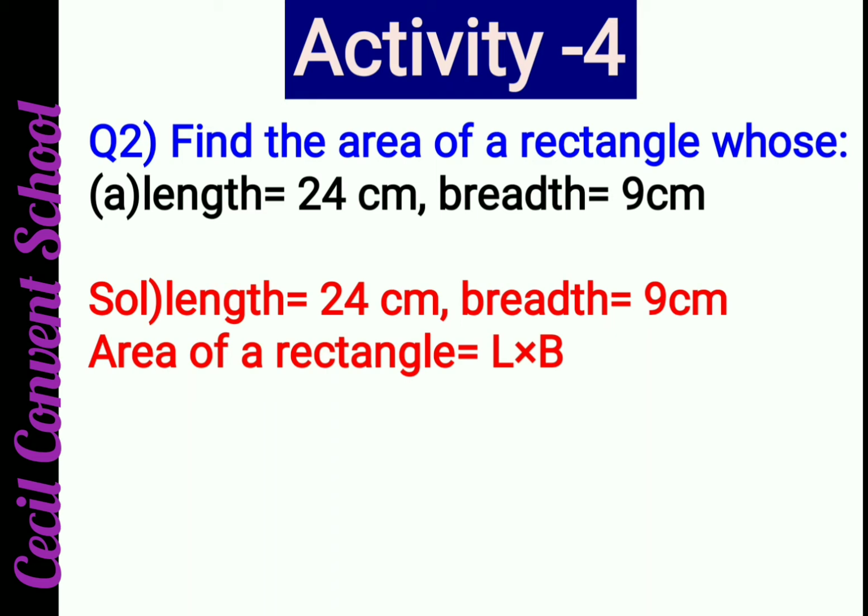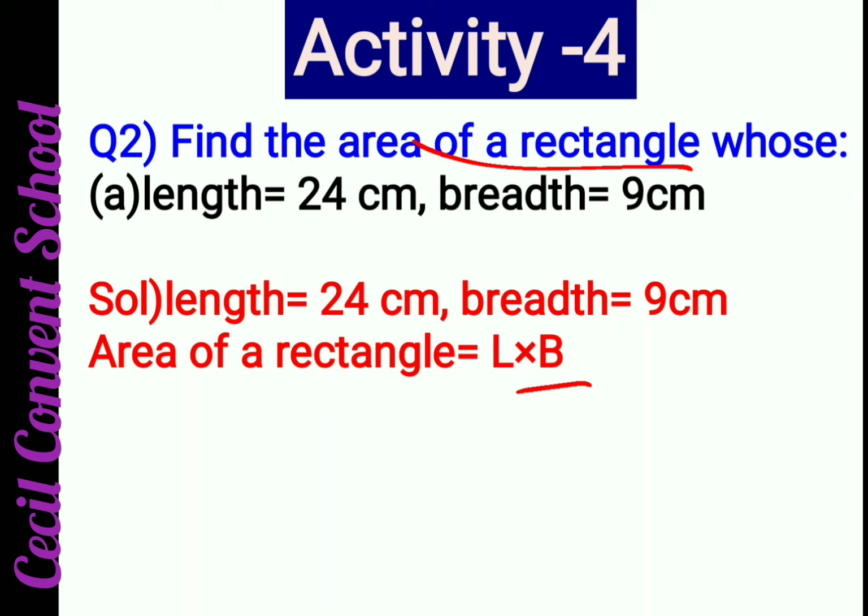Question number 2: find the area of a rectangle whose length is 24 centimeter and breadth is 9 centimeter. When you answer, firstly your work is to write down the length. What is given in the question, the same thing you write down. Then you have to write down the breadth. After this, students, you have to write down the formula of the area of a rectangle. The area of a rectangle formula is always L into B. Clear? Whenever you find the area of a rectangle, you have to multiply L into B.